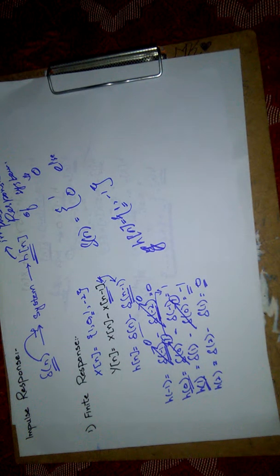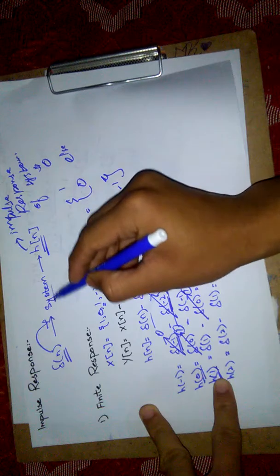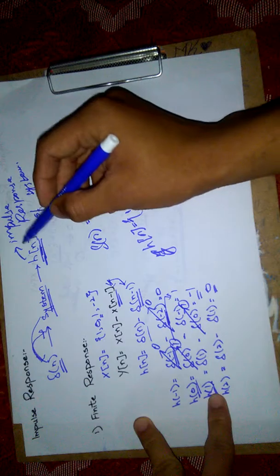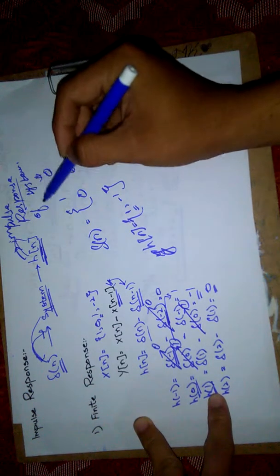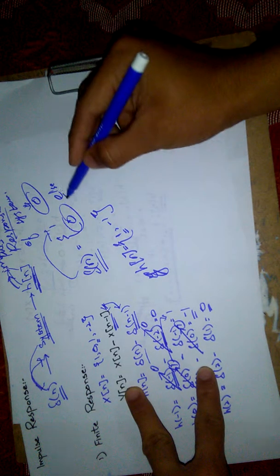Now the last topic of today's lecture is impulse response. The impulse response of a system is the response when we feed the system with an impulse. This delta n is the impulse, and the system is fed with it, and this h of n represents the impulse response of the system. As we know, delta n is 1 at 0 and 0 elsewhere.